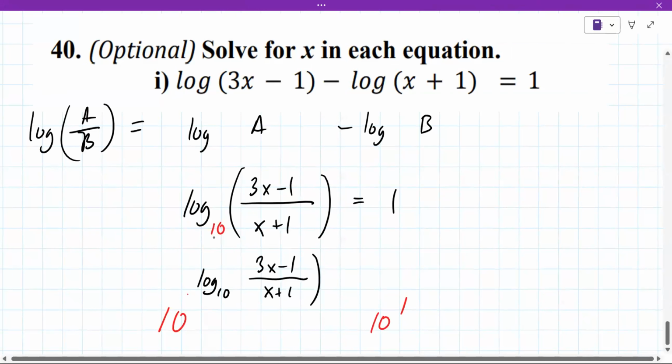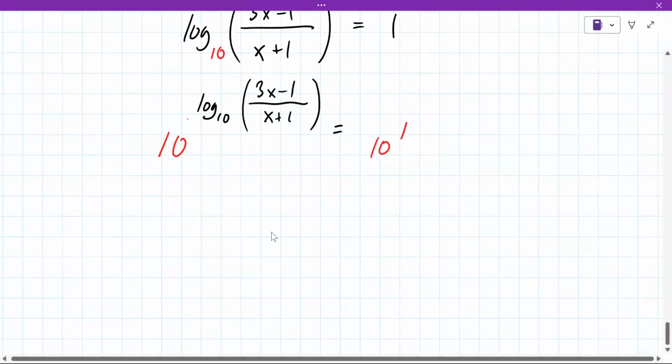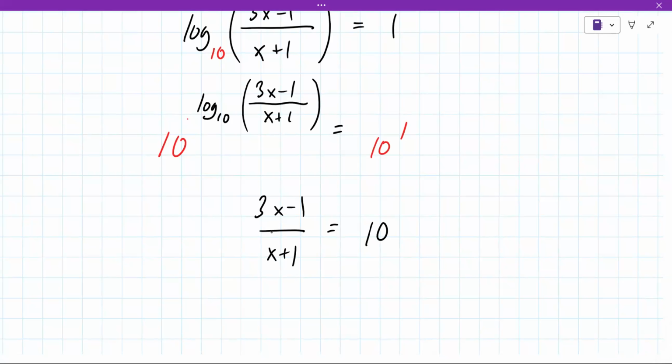And you saw somewhere that when you have 10 to the log base 10, or b to the log base b, where these are the same, you just get what's inside here. It cancels out. So this becomes (3x minus 1)/(x plus 1) equals 10. And from here, you're solving an equation that should look somewhat familiar. You should say, okay, I think I know how to solve that.